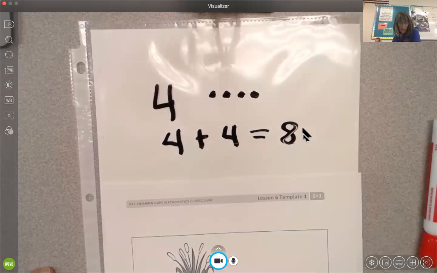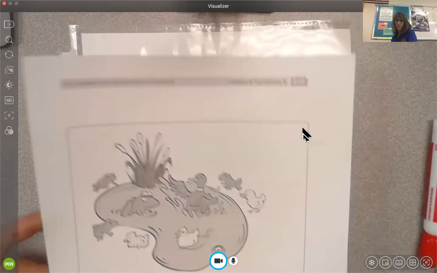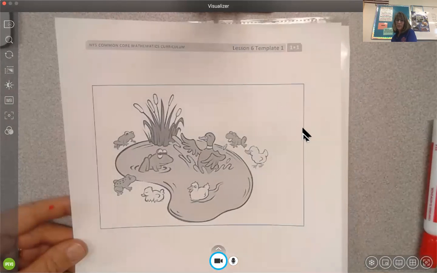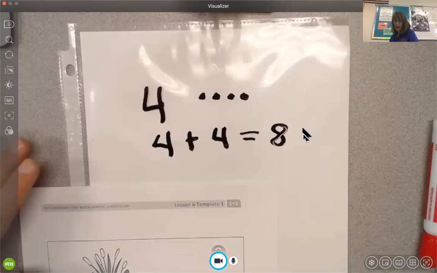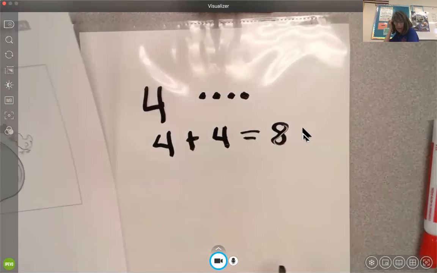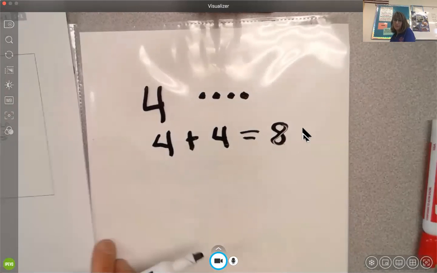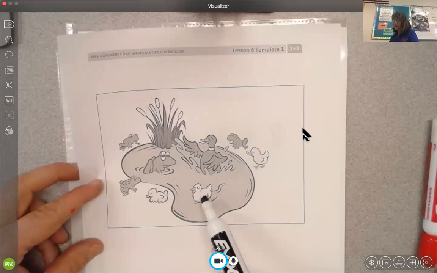All right. We're going to do some more things to try to get to 8 with this picture. So let's do a couple different ones. How many animals are baby animals? Let's count them up. How many baby animals are there? 1, 2, 3, 4, 5, 6. There's 6 baby animals.